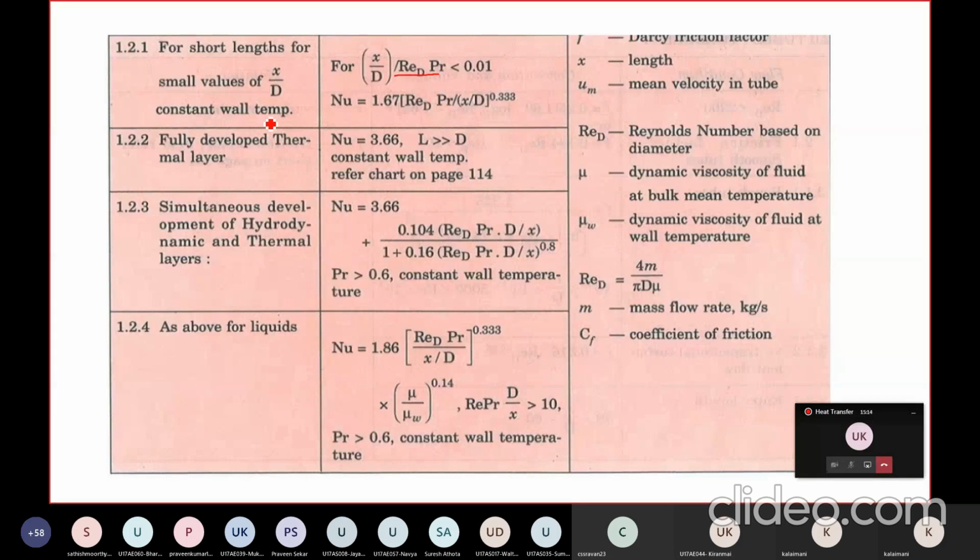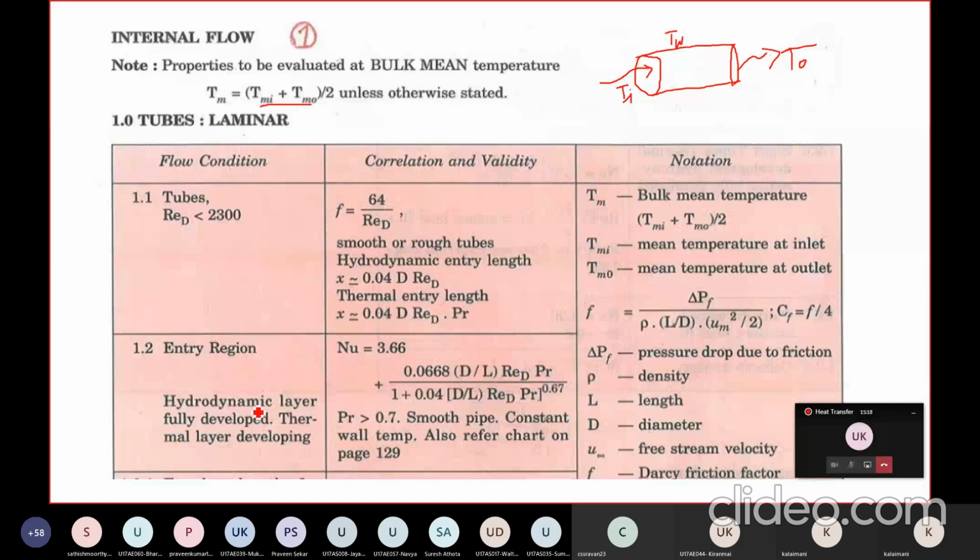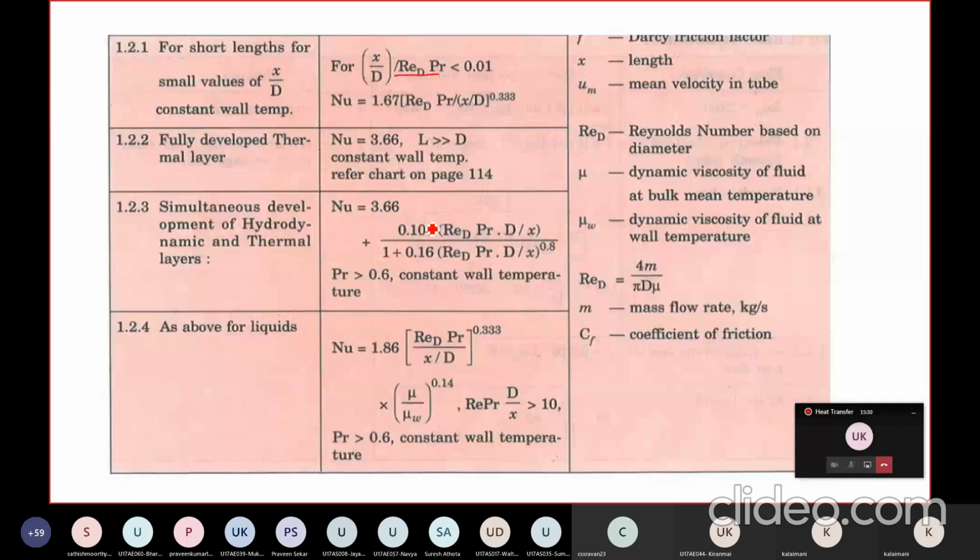Again, it is maintained at a constant wall temperature. You see that in the previous case the hydrodynamic boundary layer is fully developed, but it is the starting stage of the thermal layer developing. With this equation as well as the previous equation, we get more or less similar results, with only slight deviation. So we can precisely pick: if it is a fully developed hydrodynamic layer, we can use this equation or the previous equations. And also the fully developed thermal layer.